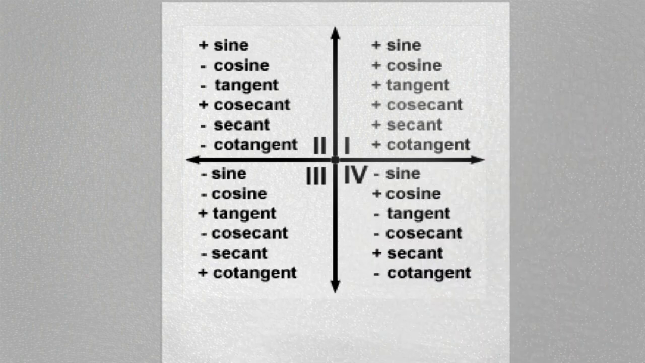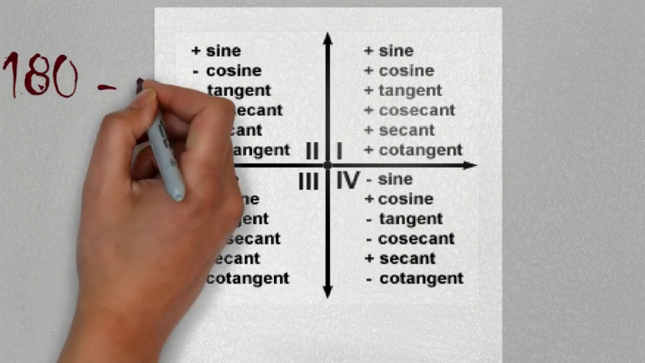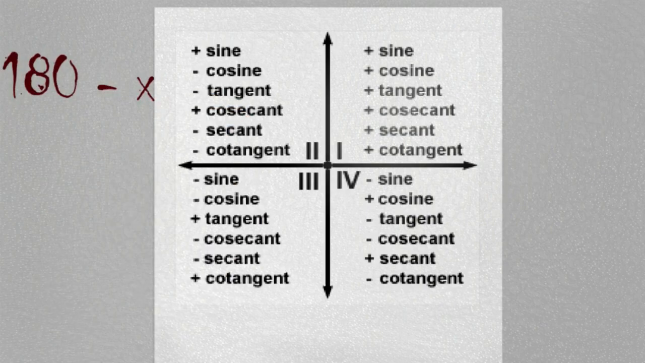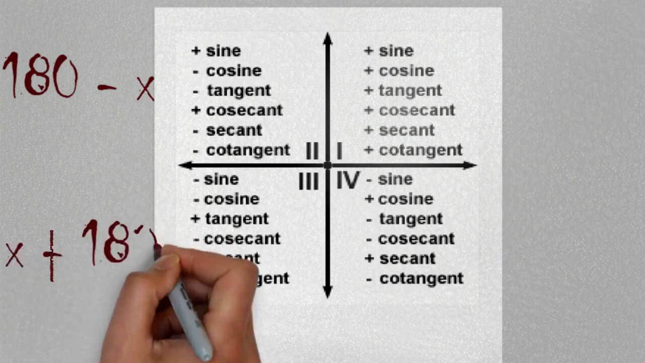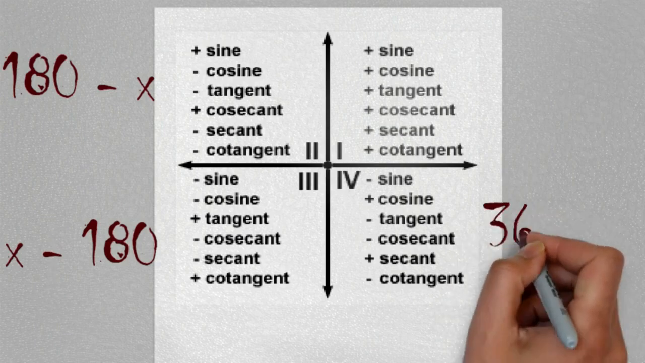How do we do this? I'm going to give you the respective formulas for each of the quadrants, relative to the first quadrant. If x is the angle in the first quadrant, here 33, then in the second quadrant the value will be 180 minus x. For the third quadrant, it will be 180 plus x. For the fourth quadrant, it will be 360 minus x.